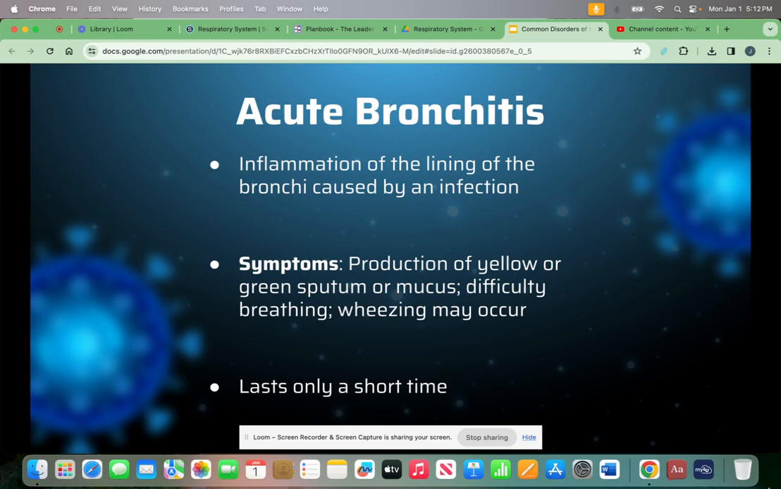Acute bronchitis is inflammation of the lining of the bronchi caused by an infection. Symptoms include production of yellow or green sputum or mucus, difficulty breathing, and wheezing. Acute bronchitis lasts only a short time.